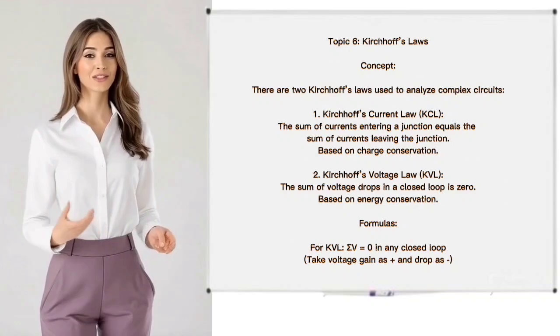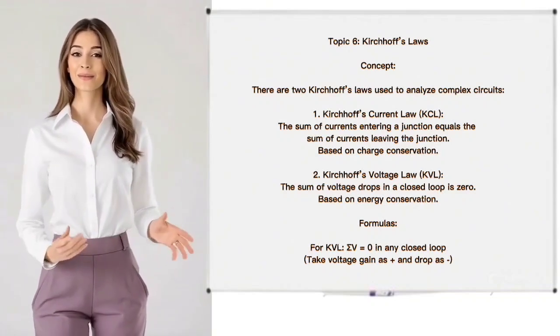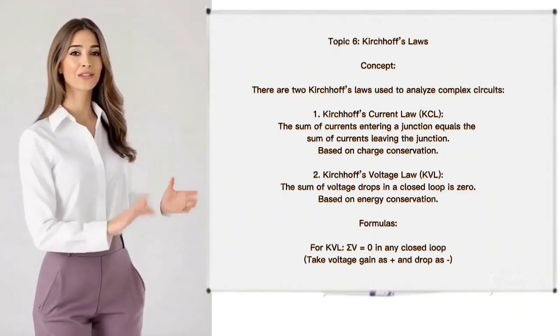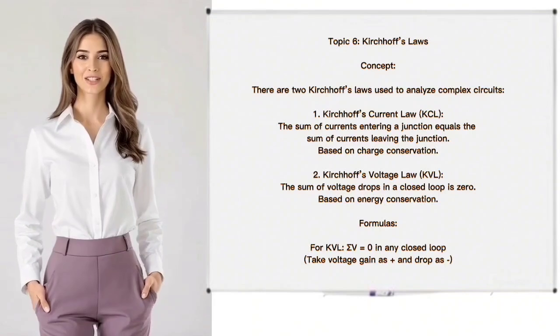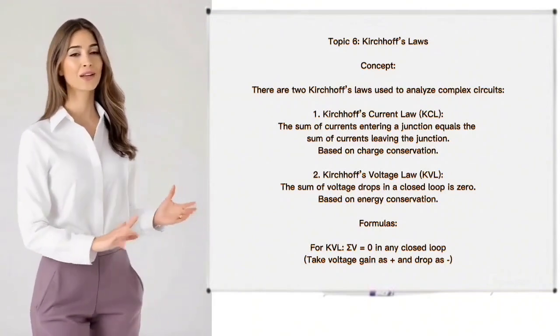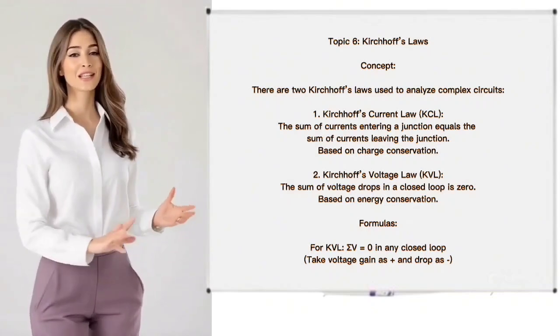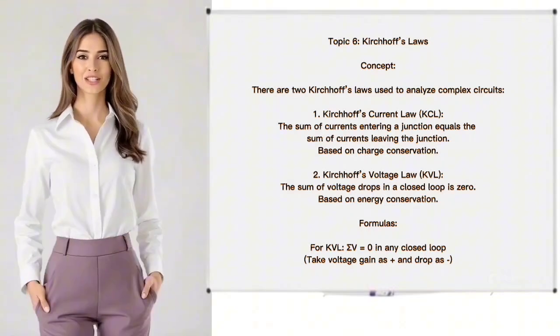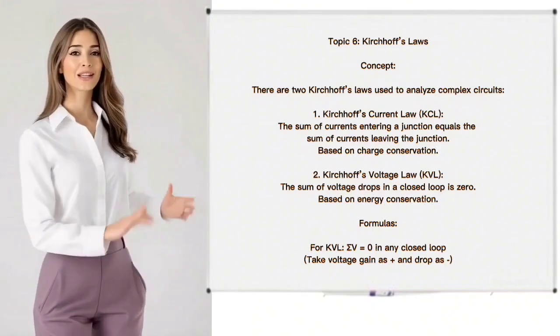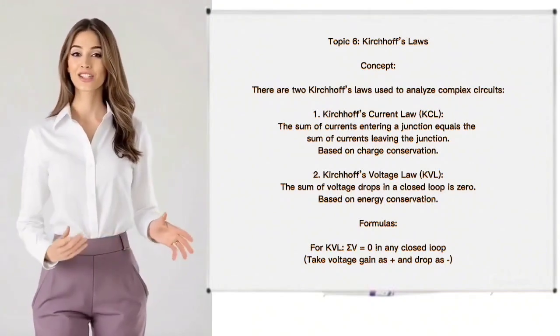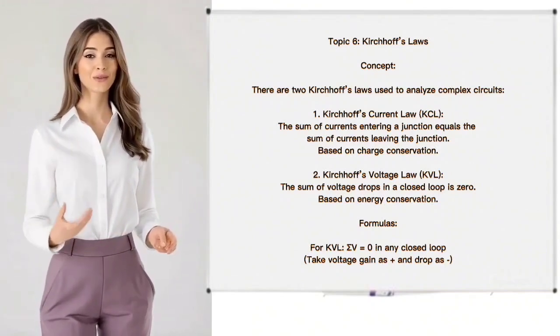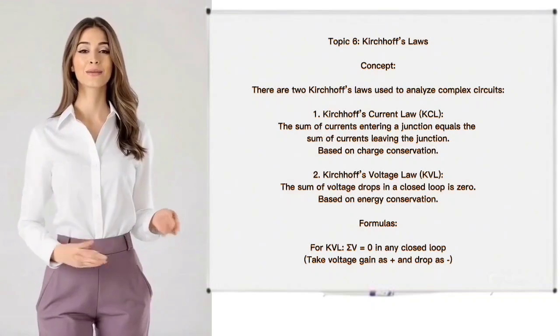Topic 6, Kirchhoff's laws. Concept. There are 2 Kirchhoff's laws used to analyze complex circuits. 1. Kirchhoff's current law, KCL: the sum of currents entering a junction equals the sum of currents leaving the junction. Based on charge conservation. 2. Kirchhoff's voltage law, KVL: the sum of voltage drops in a closed loop is 0. Based on energy conservation.